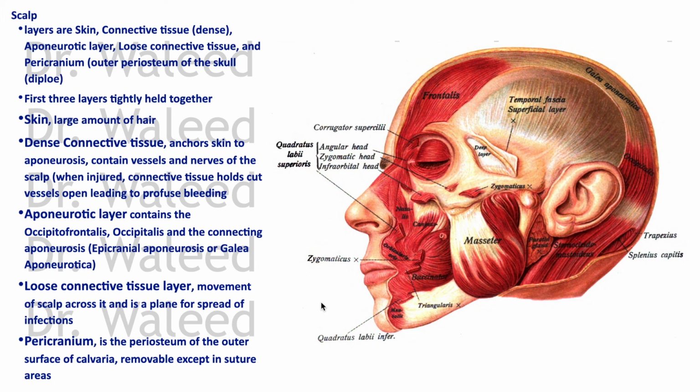The initials make the word scalp. C, skin, connective tissue. A, aponeurosis. L, loose connective tissue. And P, pericranium. It's easy to remember the layers.